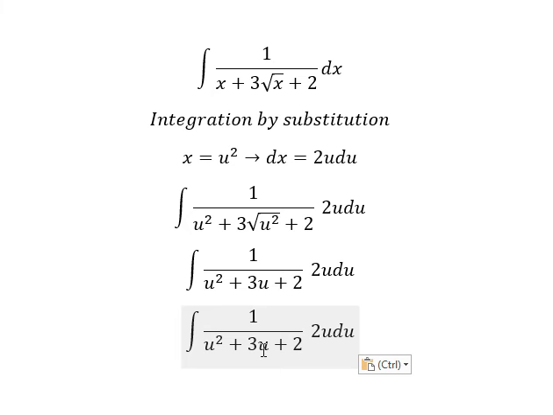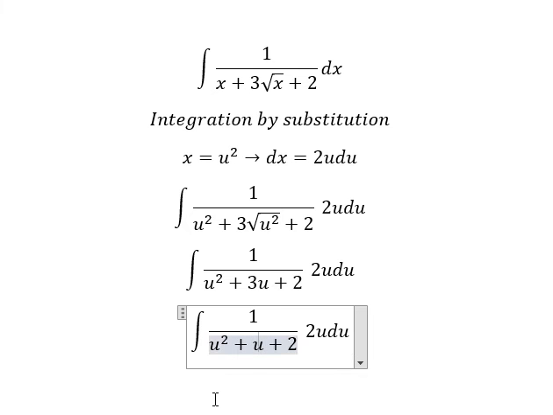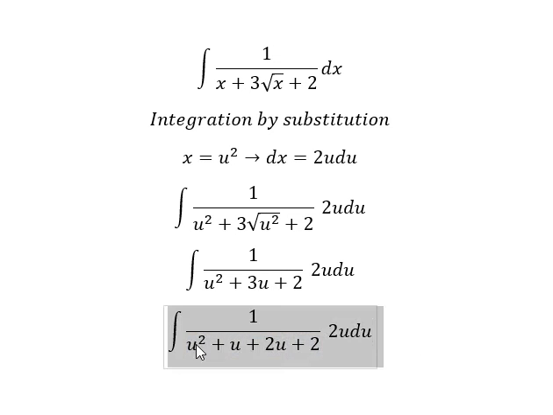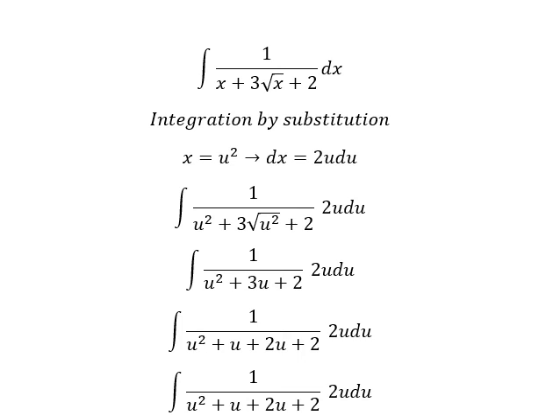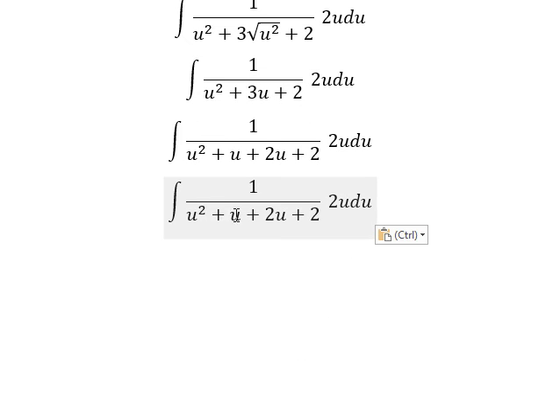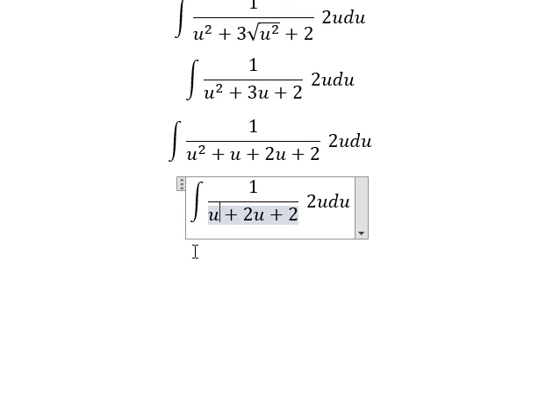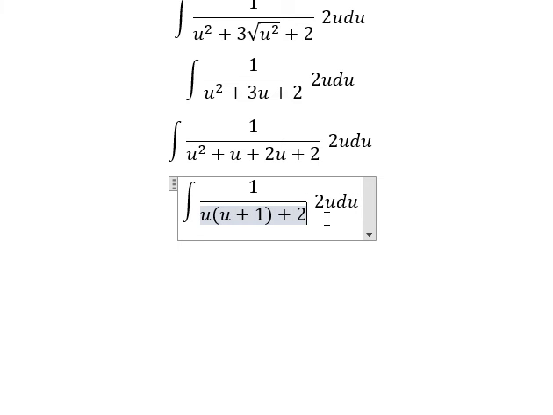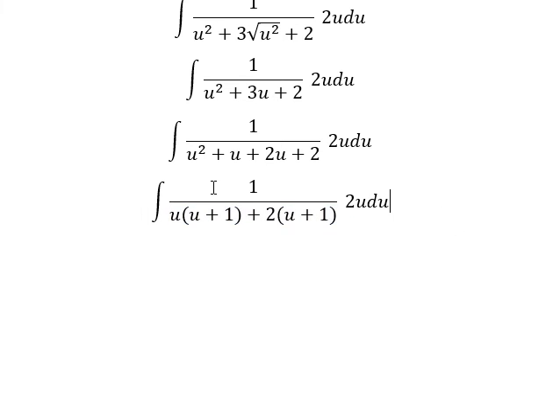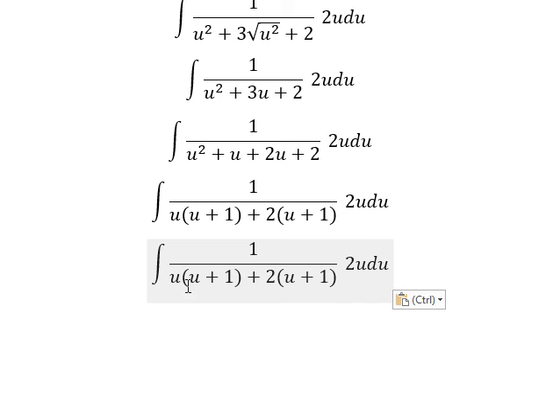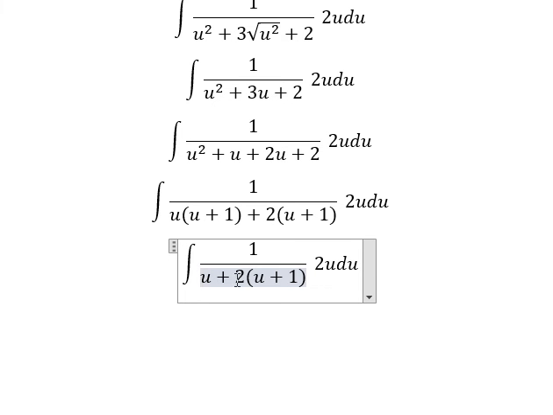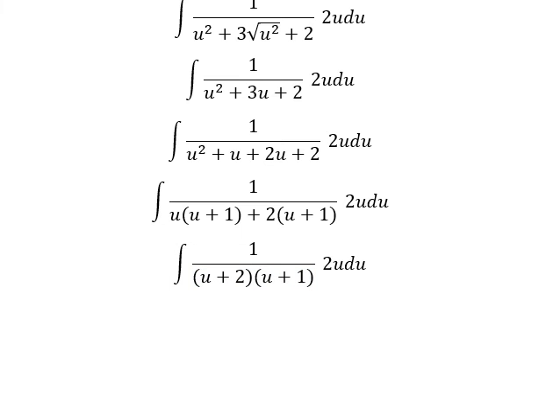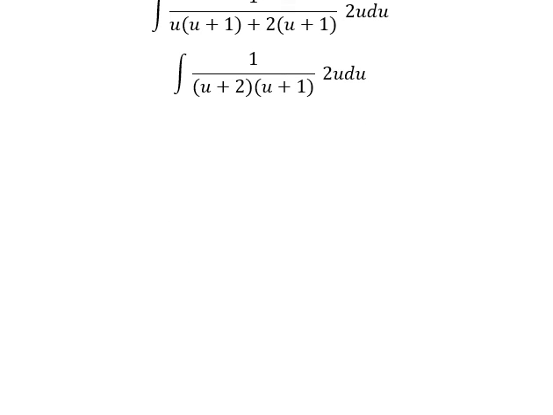Now about 3u we can put u plus 2u. So we can do factorization by u. So this one we have u multiplied by u plus 1, this one by number 2. Now we can do another factorization by u plus 1. Next, we can use partial fractions.